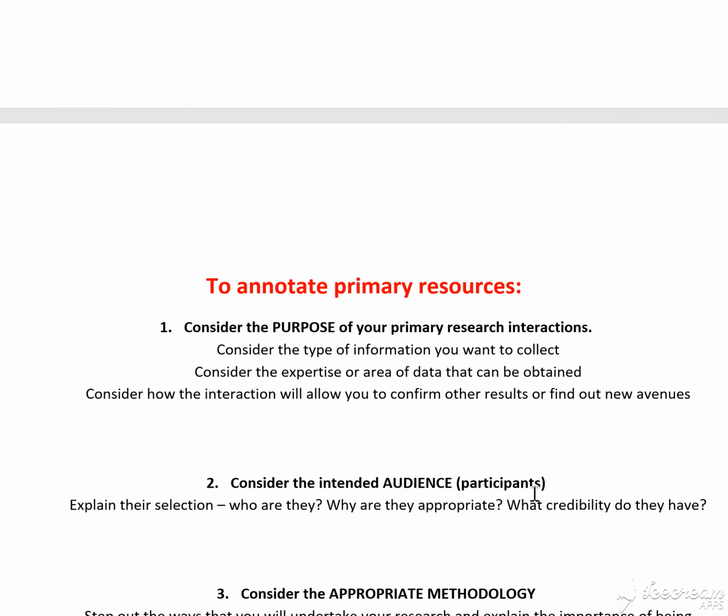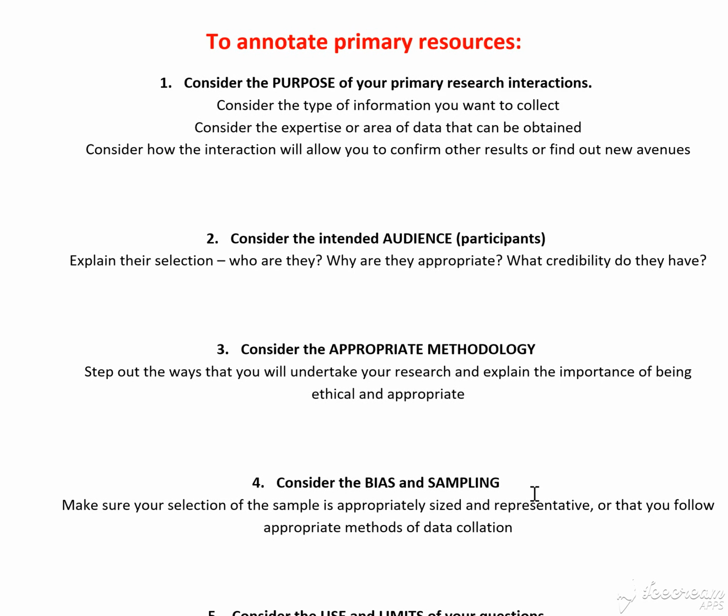So when we start this, we need to document, and some of this can be done before you actually engage in your primary research, and some of it can be done after. Some of it you might do before you engage in your research, and then you discover that it's changed, and so you'll have to reflect upon that. So when you're annotating your primary resources, I would strongly suggest that you always start with identifying your purpose. What is the type of information you wanted, how you were planning on obtaining that, and whether you're trying to find out something new or trying to confirm something you already know.